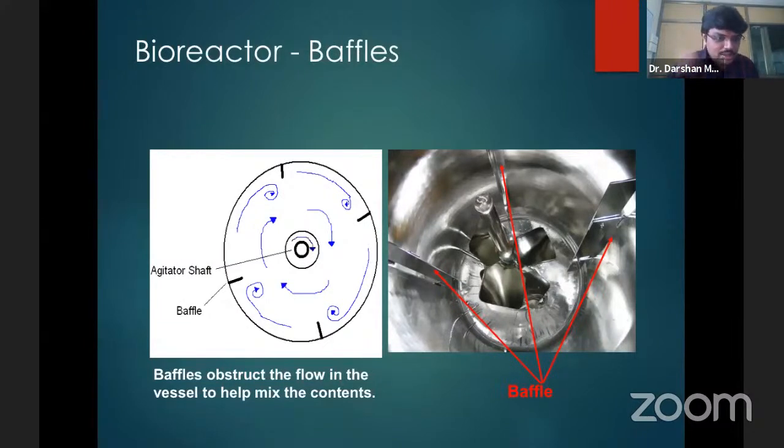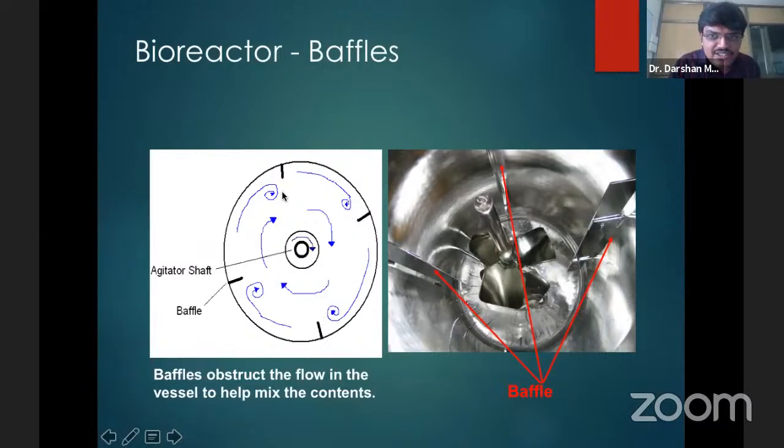Vortex होगा, then vortex will do what? It will not allow a proper mixing of media component along with the organism. That will not going to occur, right? So what we require to do? We require to obstruct this particular flow. And because of that particular reason, you can see these are the kind of obstruction in a flow available over here. आपको पता चल रहा है image को देख के? You are able to get the idea?